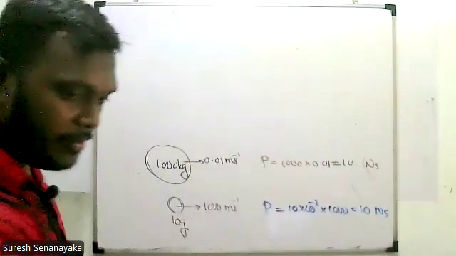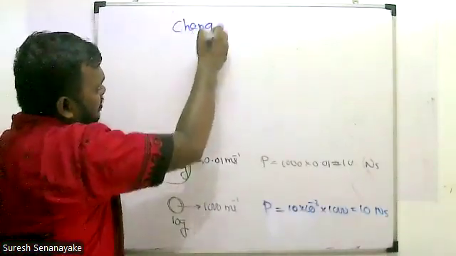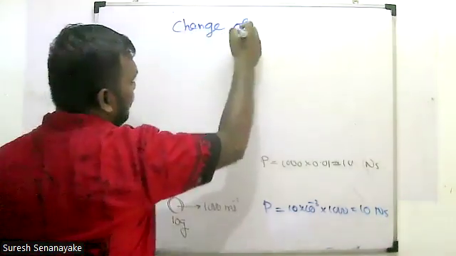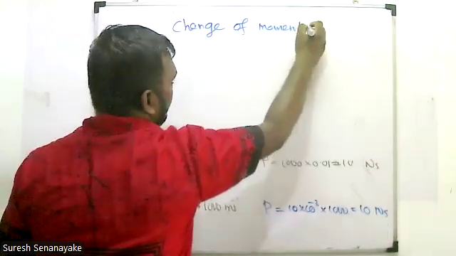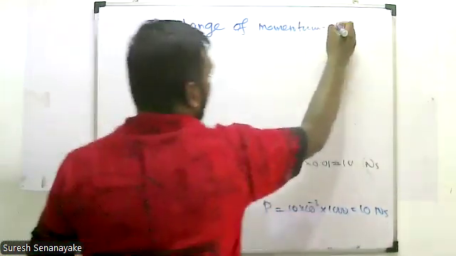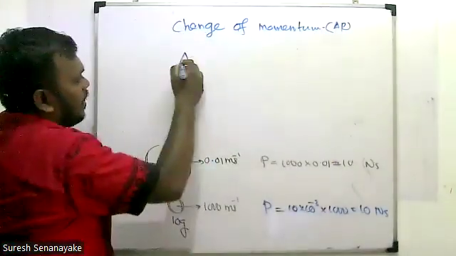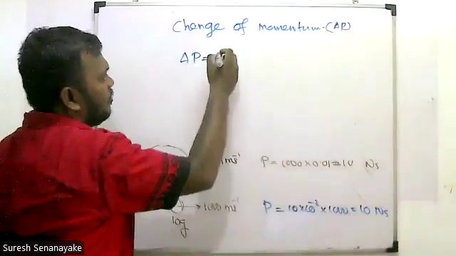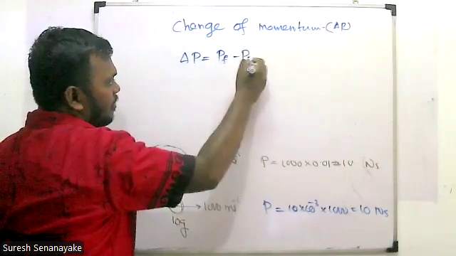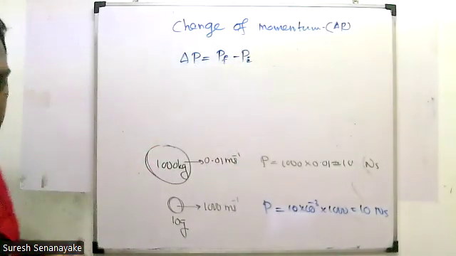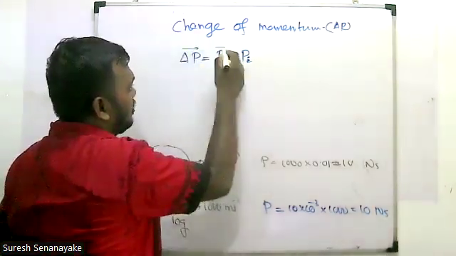The change in momentum is important here. We always like to take the change of momentum. So this is the difference between the final and initial momentum. You can say the change of momentum is the final momentum minus the initial. When you consider this change, it is very important to consider the direction.